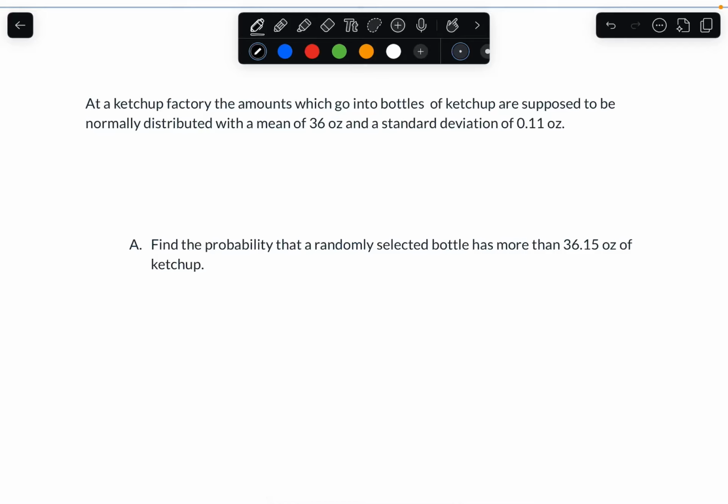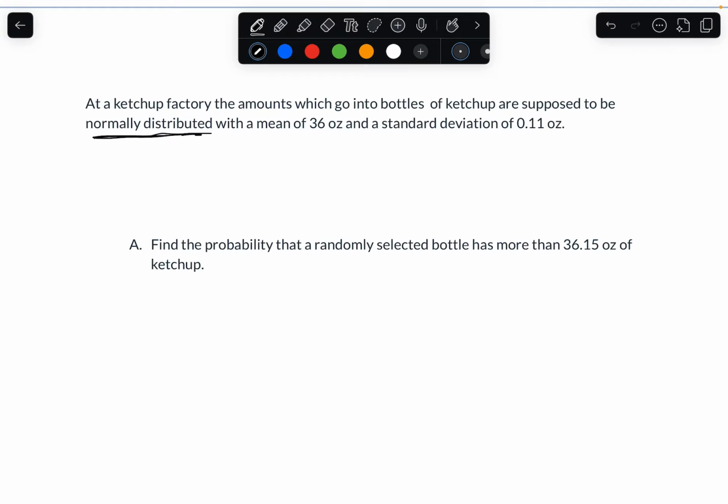At this point, we now have our z-score formula along with the understanding of how to use our z-tables, and those two things together allow us to find the probabilities related to any normal distribution. So let's look at a problem. We've got a ketchup factory where the amounts that go into the bottles are supposed to be normally distributed.